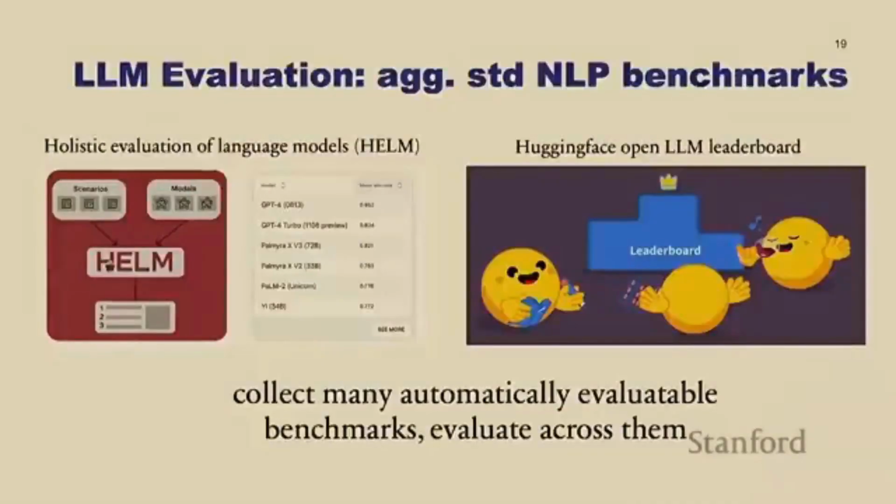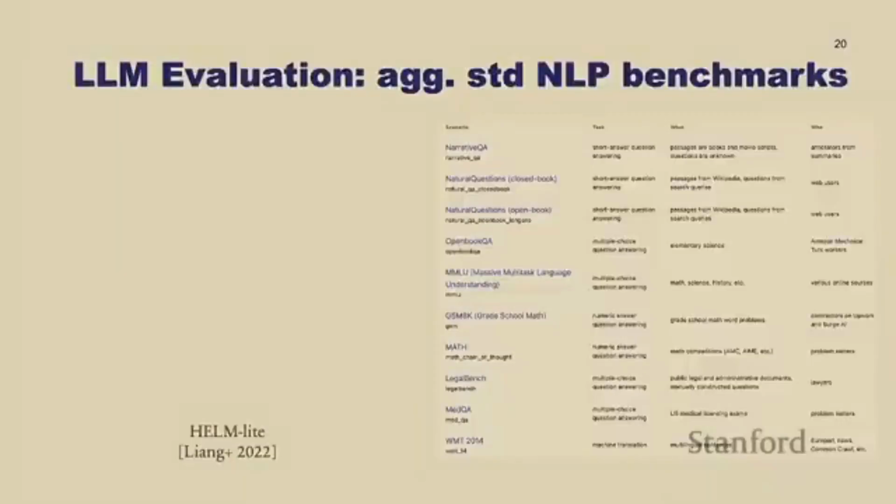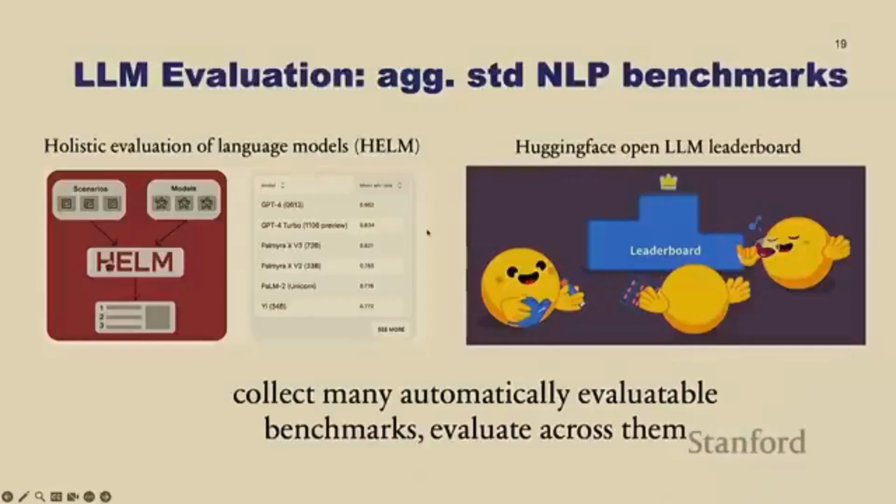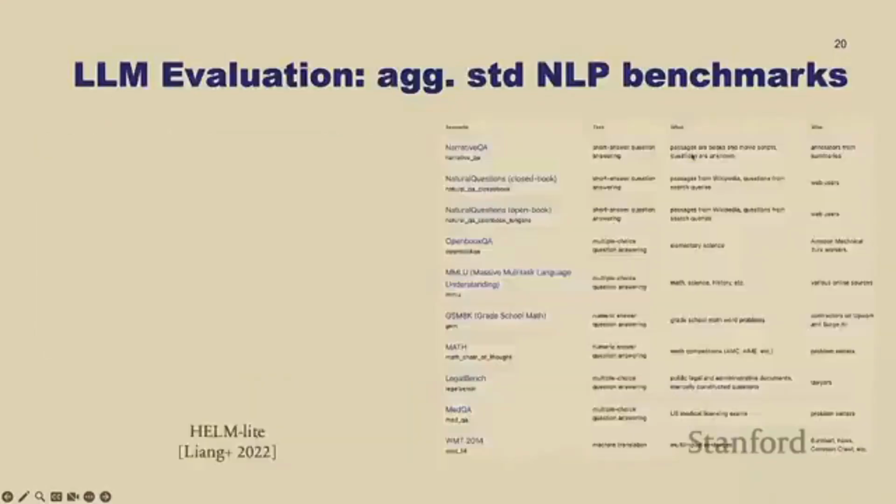One other way of evaluating these LLMs, now more common in academia, is to take all the classical NLP benchmarks, and I'll give you a few examples later, and just aggregate everything. So collect as many automatically evaluatable benchmarks as possible and evaluate across all of them. Two such benchmarks are HELM, which is from Stanford, and the Hugging Face Open LLM Leaderboard, which are probably the two most common ones right now.